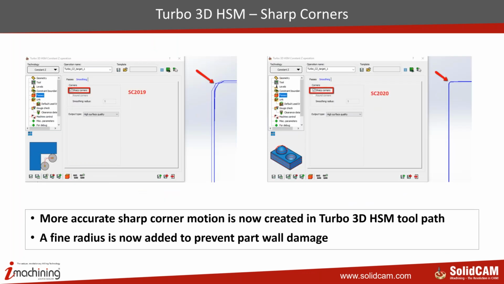This is another function for more accurate sharp corners inside 3D HSM toolpath. So you will get a very neat sharp corner. Instead of a sharp corner, you will get a small fillet. So a fine radius is added to prevent wall damage. So this is a new function inside 3D HSM.